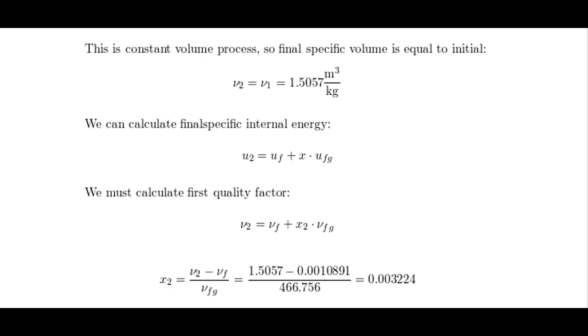1.5057 minus 0.0010891 divided by 466.756. These values are collected from the water table and is equal to 0.003224.